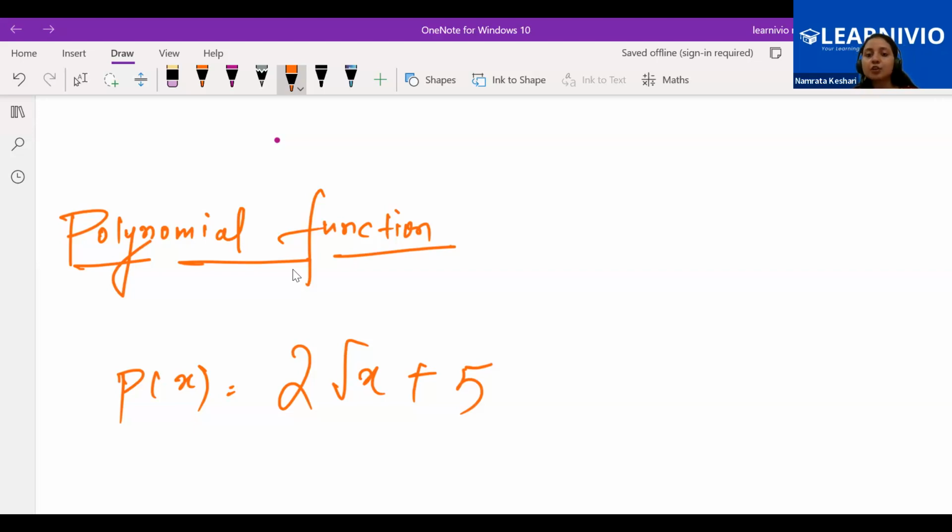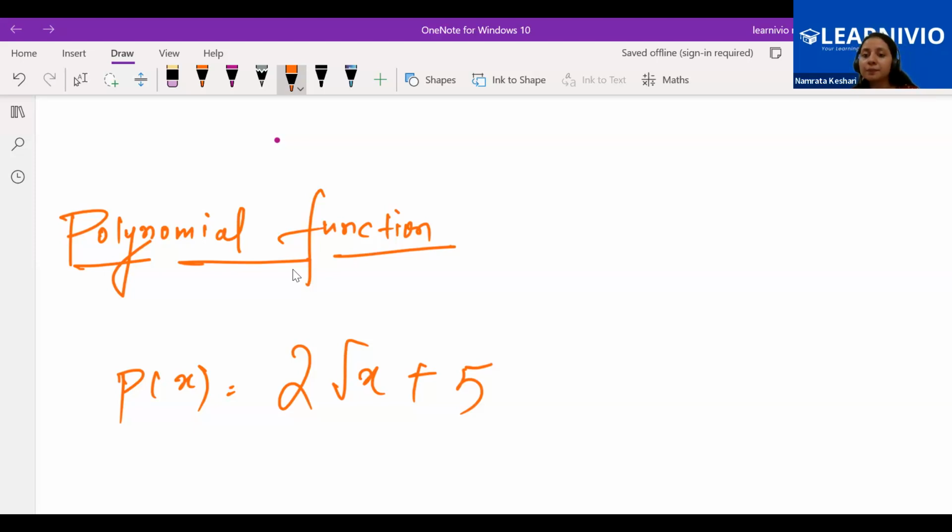There is a criteria: if the algebraic expression is fulfilling that criteria, then only we will say it's a polynomial. And what's that criteria? The power of the variable. Listen to me carefully. The exponent of the variable has to be a whole number. Exponent of variable has to be a whole number.